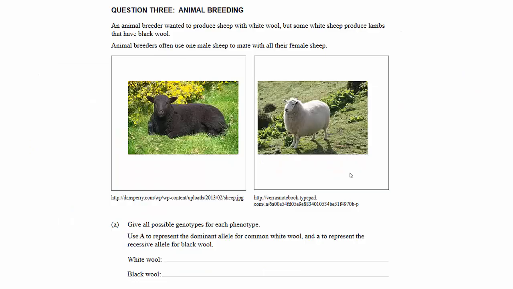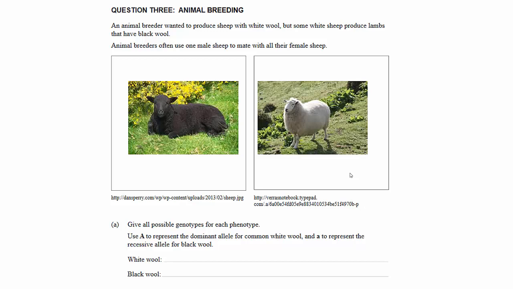Okay, so now we're looking at question 3, animal breeding. So an animal breeder wants to produce sheep with white wool, but sometimes white sheep produce lambs that have black wool. Animal breeders often use one male sheep to mate with all their female sheep. So question 3a asks us to give all the possible genotypes for each phenotype.